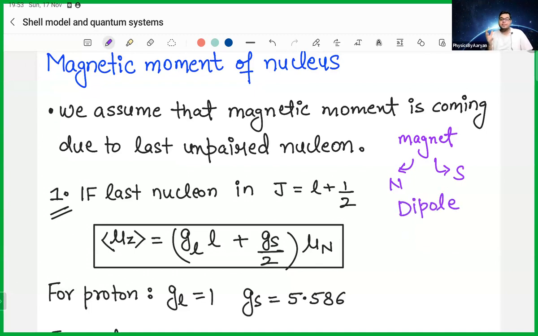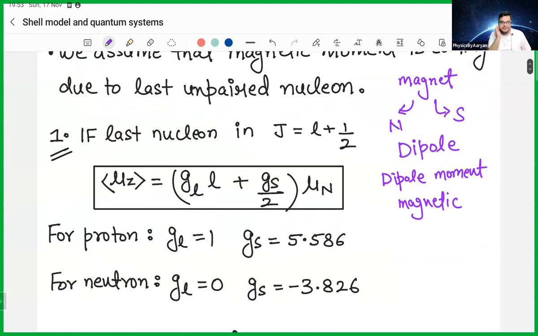In order to find the strength of this dipole, we define a new parameter known as dipole moment, or we also call it the magnetic moment. Basically, magnetic moment tells you how strong the magnet is. And the nucleus is a magnet. The nucleus has magnetic properties. If you put a nucleus in a magnetic field, it will interact with it. So the nucleus is some sort of magnet, and the strength of that magnet can be found using the parameter known as magnetic moment.